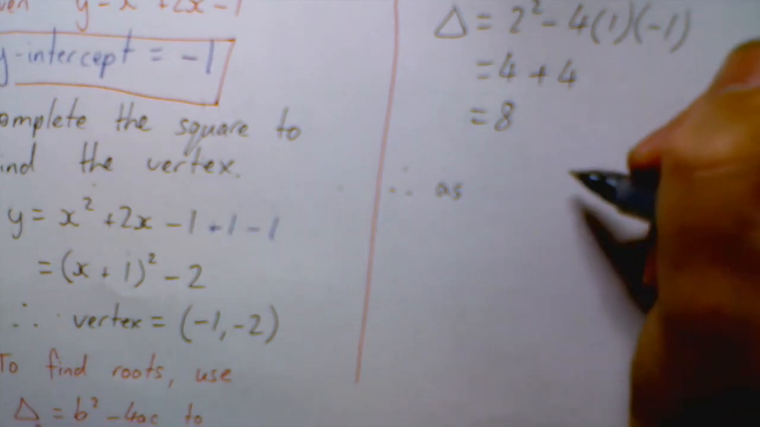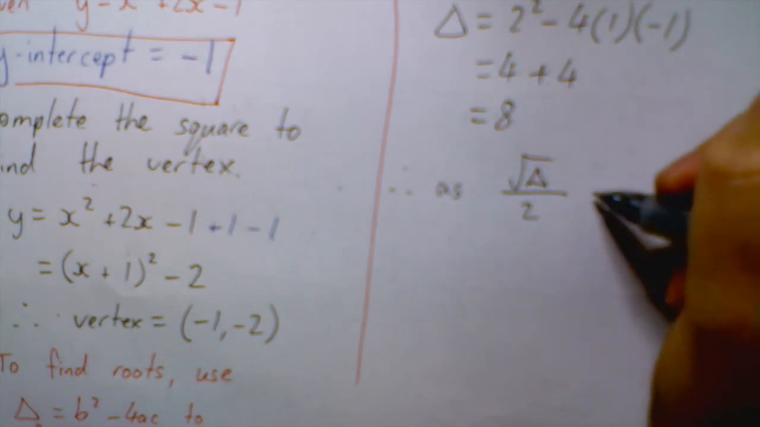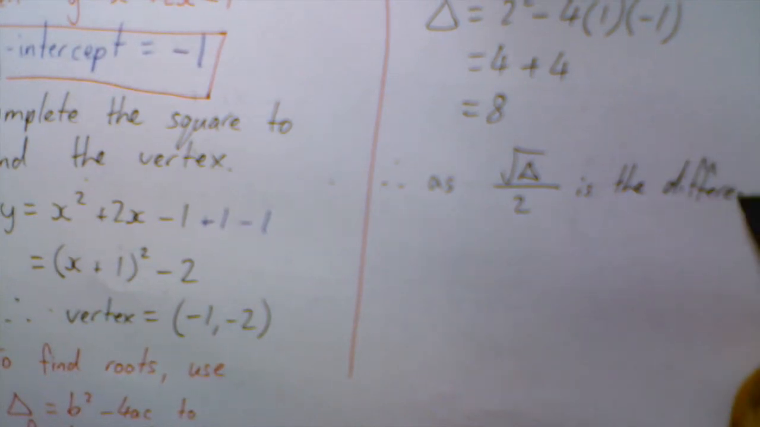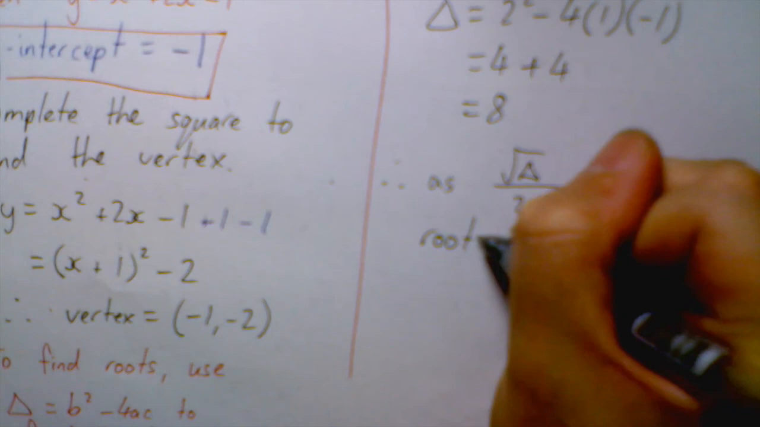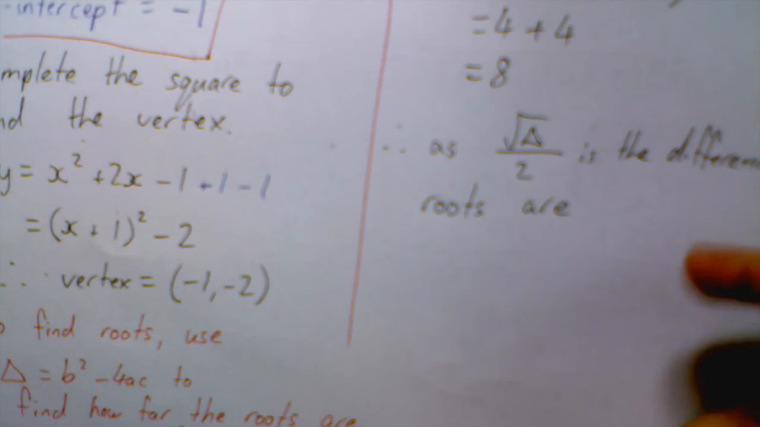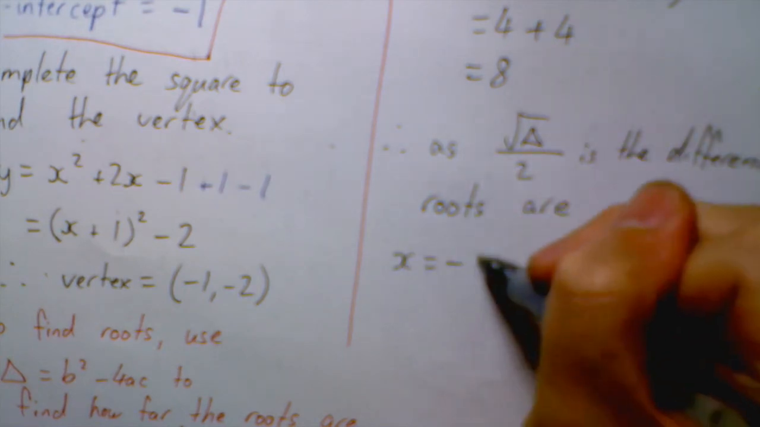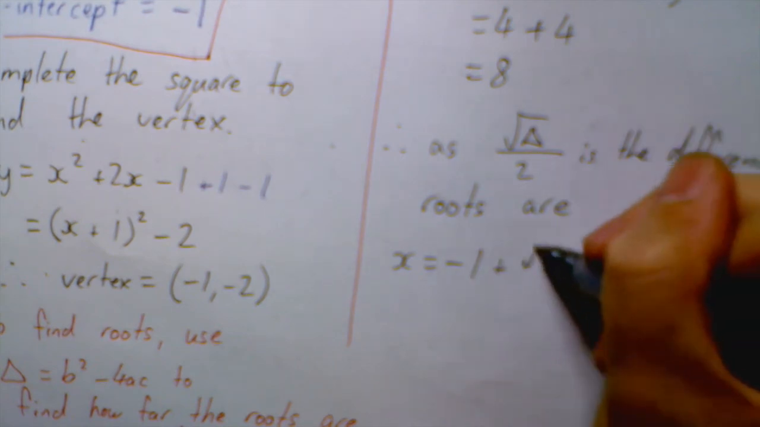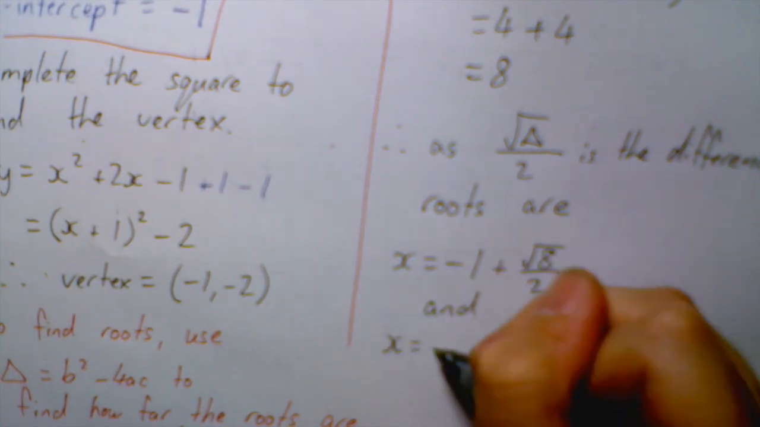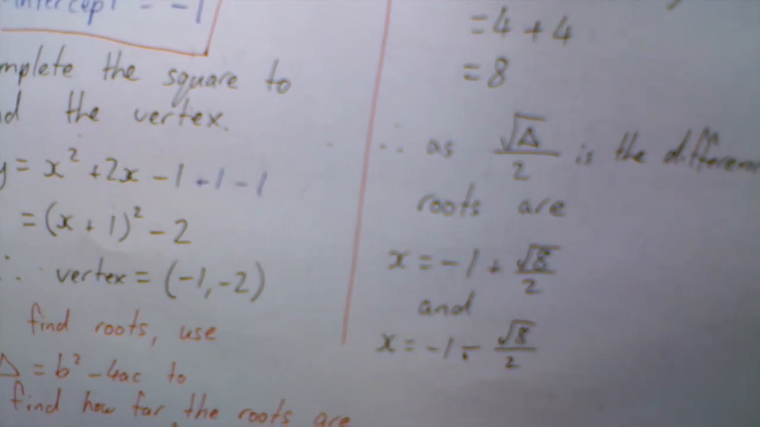So now we have the discriminant, we can actually square root it and divide it by 2a. In this case our a is 1, so we're just going to divide by 2 and see what the difference of the roots are from our vertex. The first root is -1 because that's our vertex, and we're going to add the square root of 8 over 2, and we also have to go the other way, so we're going to have -1, and we'll take away the square root of 8 over 2.